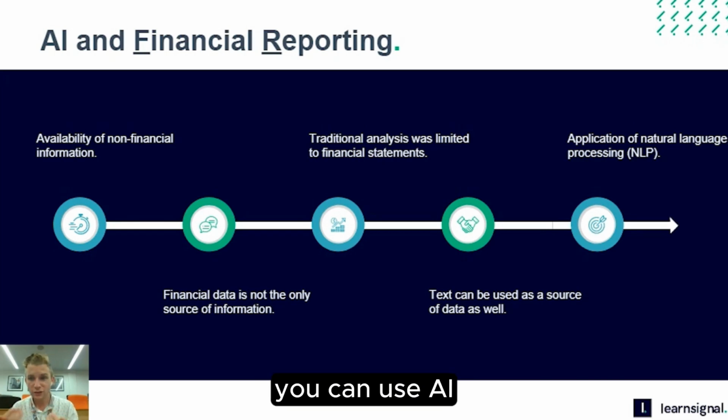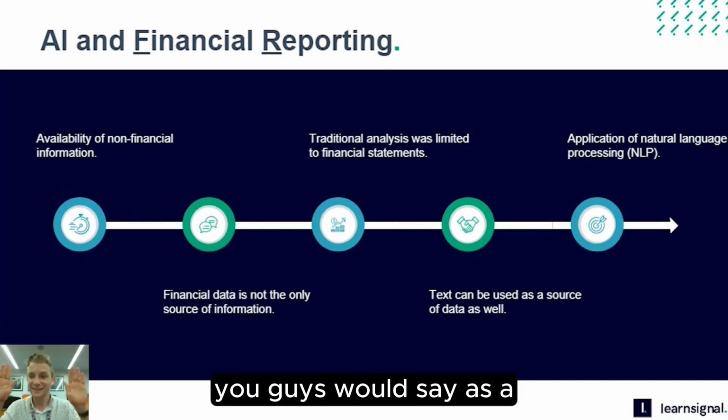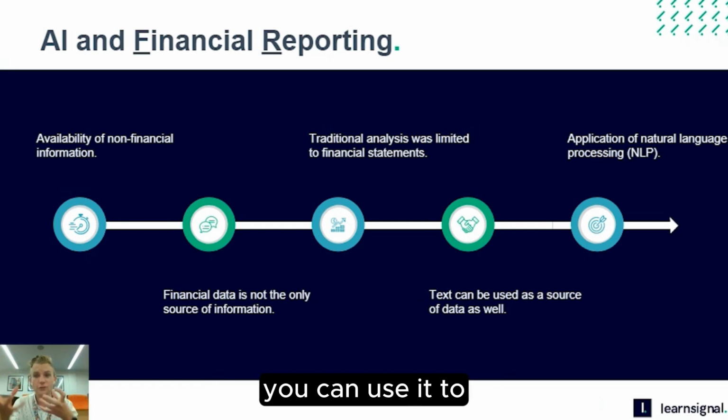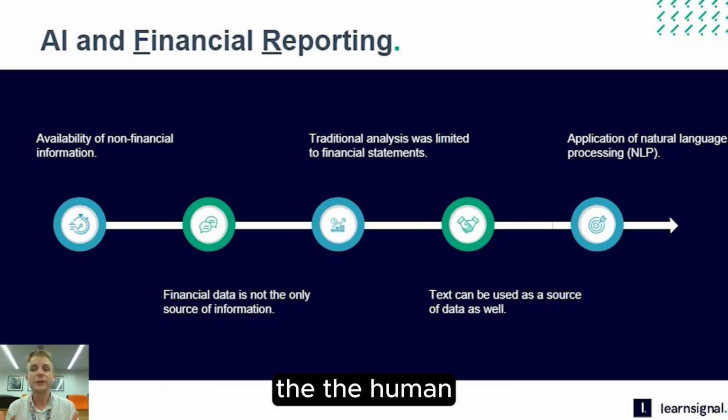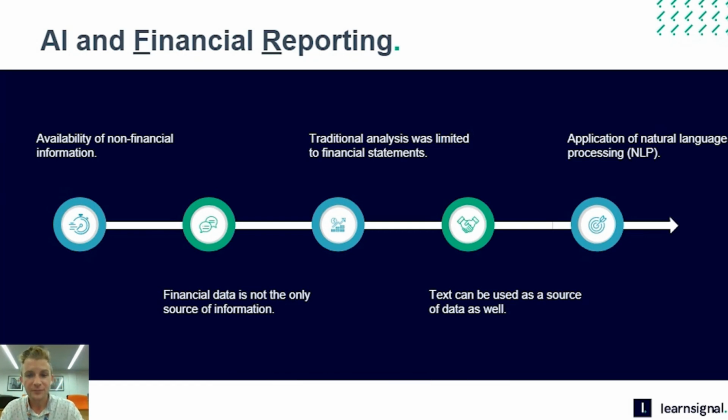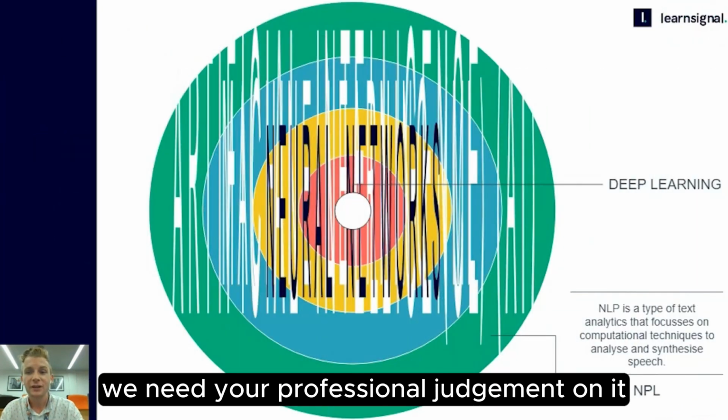Well, this is where you can use AI to say, these are the things that should be considered in a farmer's set of accounts and the non-financial information. So what I'm trying to get at is, this is what AI said for it. Now, this is what you would say as a professionally qualified accountant with years of experience. That's where you can use it to add value and get a better output of higher quality. Again, the human in accounting will not be replaced in that form, because we need your professional judgment on it.